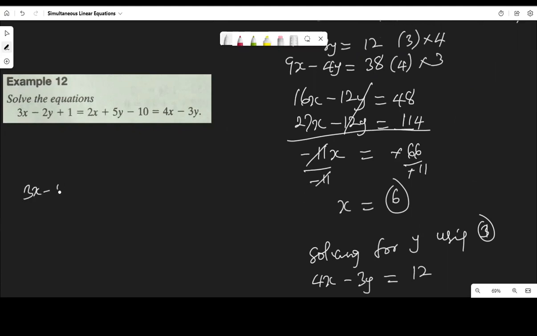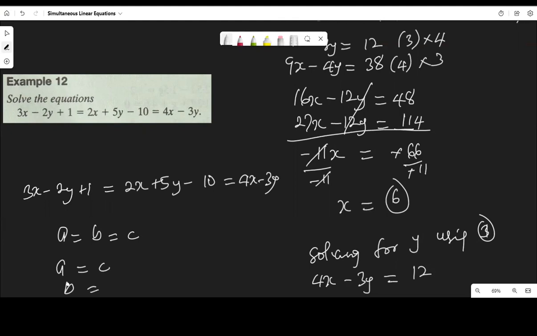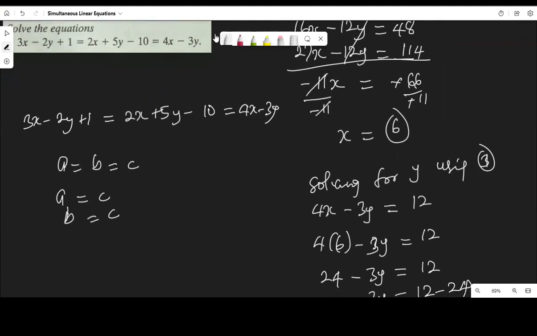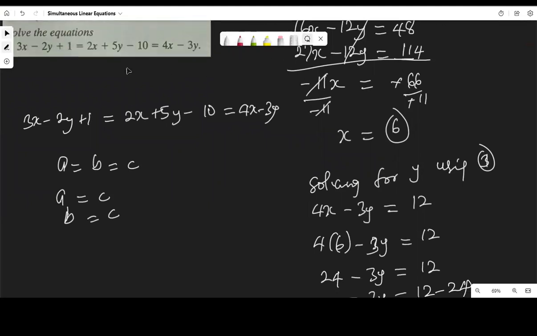3x minus 2y plus 1 equal to 2x plus 5y minus 10 equal to 4x minus 3y. In maths, if A is equal to B, and B is equal to C, what it means is A is equal to C and B is equal to C. So I'm going to make use of that to solve this question.